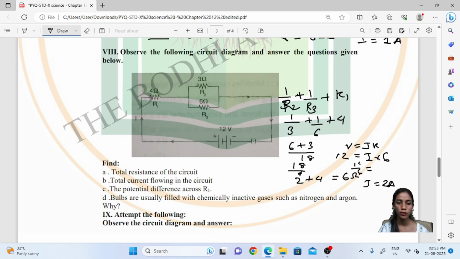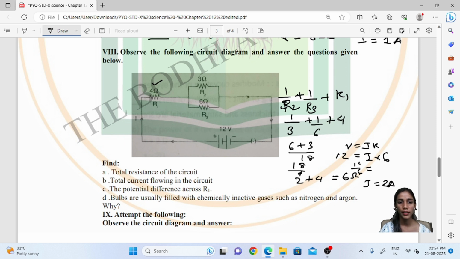Now the next is the potential difference across R1. Now what is R1? R1 is 4 ohms. Now we know that in series the current is the same and the potential difference is different. So what will be the potential difference? It will get divided among all these three, right? V1, V2 and V3. So these two will have the same potential difference as 12.